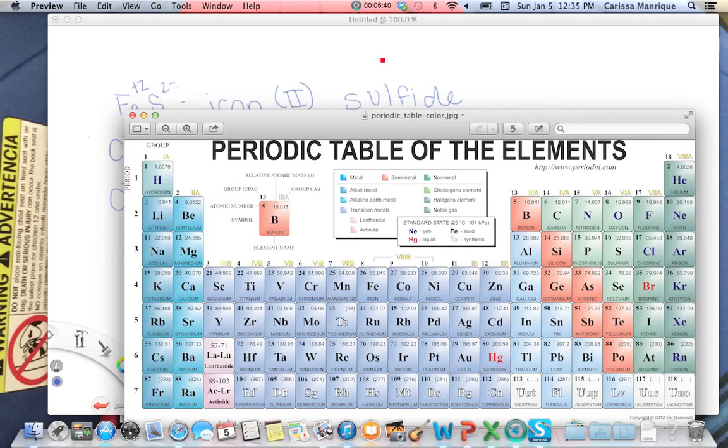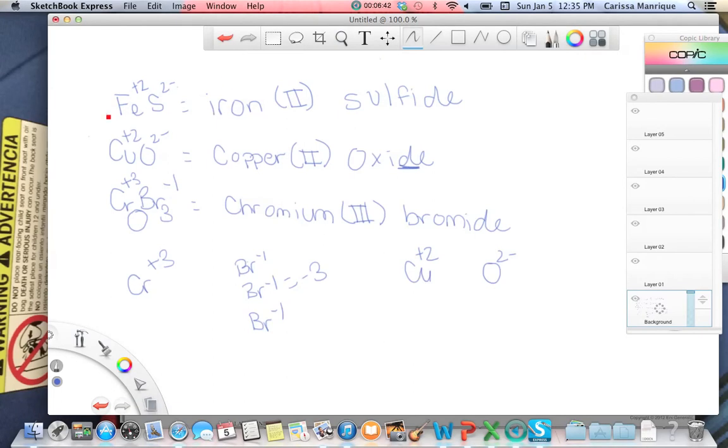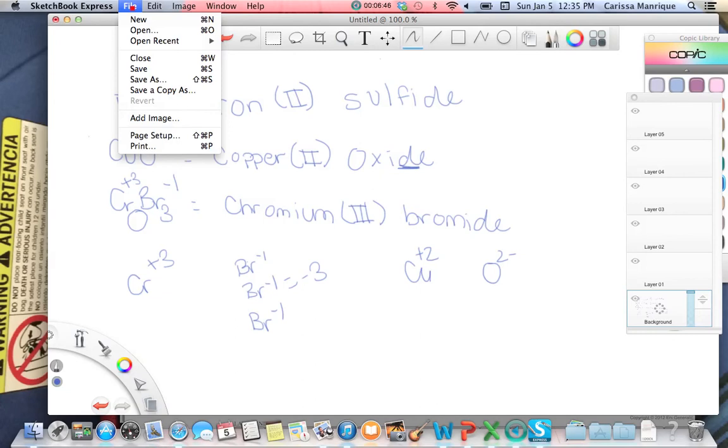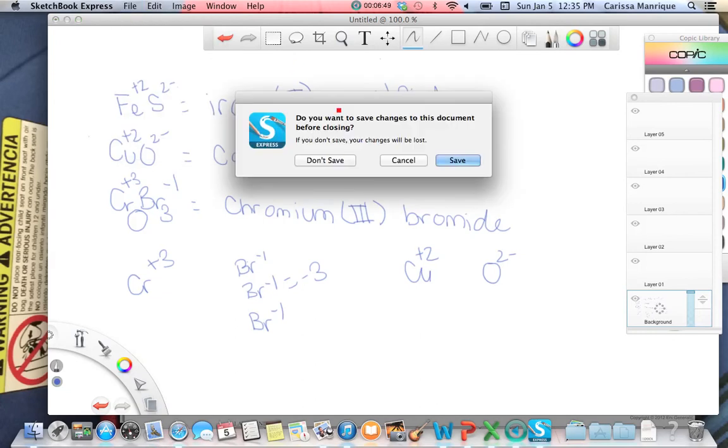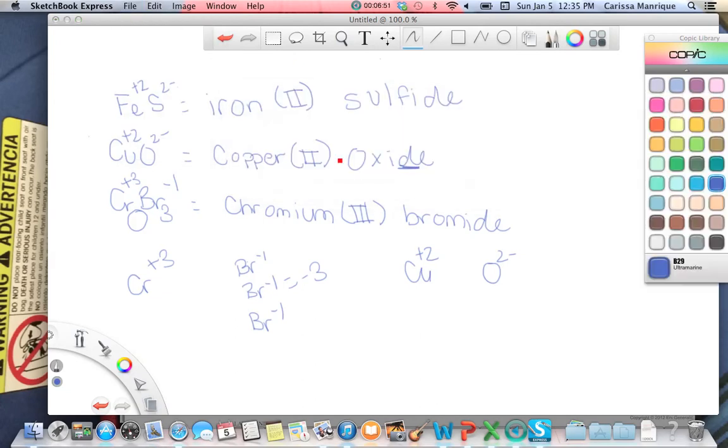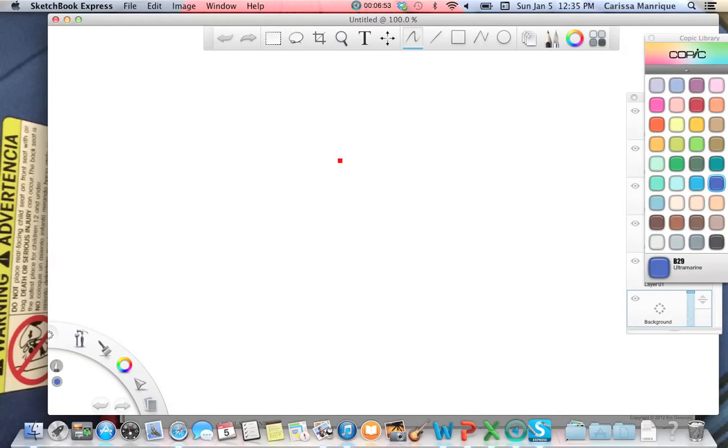Okay? So let's go backwards. So we have the formula, we can get the name, but let's see if we have the name, if we can get the formula. So let's use some of the same examples we did. Okay? So let's look at iron sulfide.